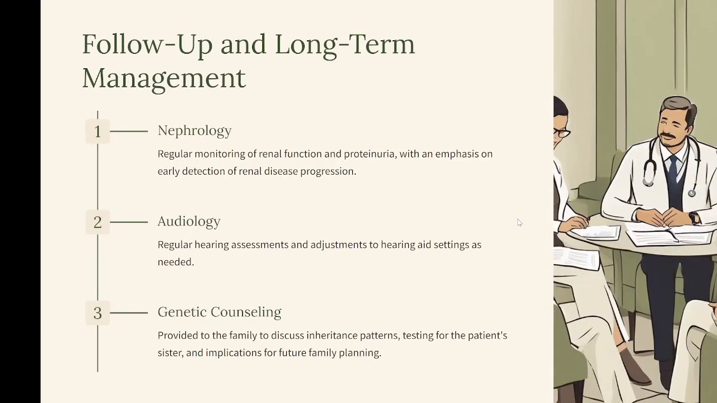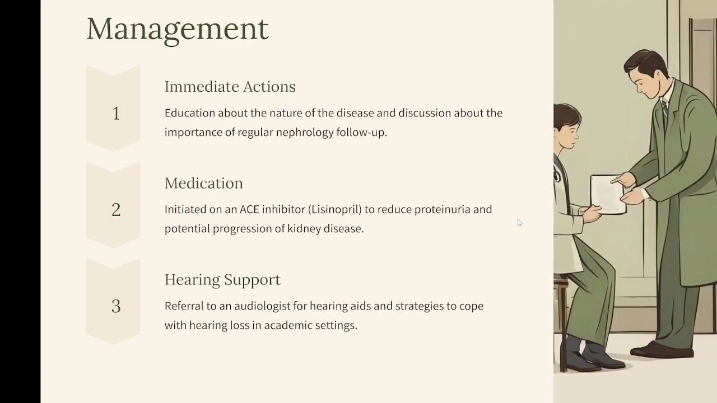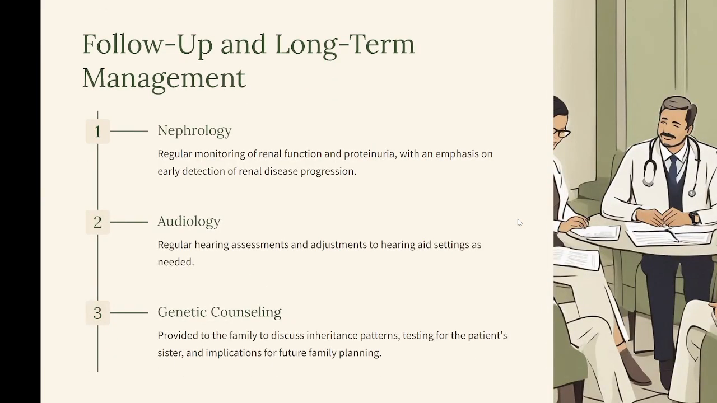Follow-up and long-term management. Nephrology: regular monitoring of renal function and proteinuria with an emphasis on early detection of renal disease progression. Audiology: regular hearing assessments and adjustments to hearing aid settings as needed. Genetic counseling: provided to the family to discuss inheritance patterns, testing for the patient's sister, and implications for future family planning.